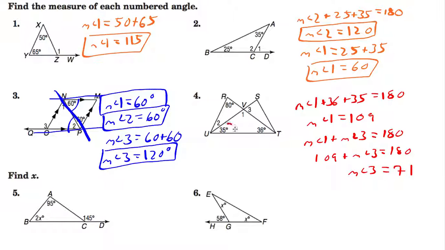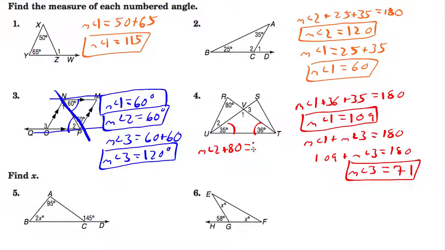Oh, and look, we could have used our exterior angle theorem for that too. 35 plus 36 is 71, which is angle 3. And then if I say measure of angle 2 plus 80 is equal to the measure of angle 1, which is 109, I get that the measure of angle 2 is equal to 29.